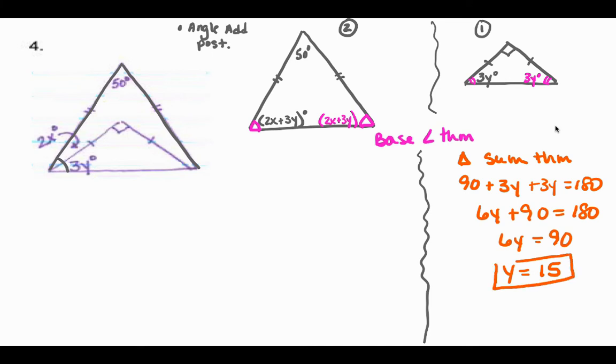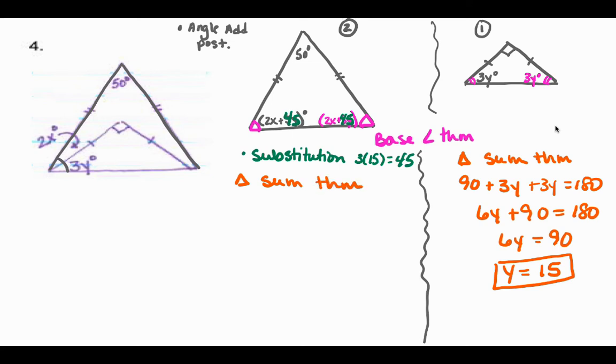Now that we know the value of y, we can go back to the other triangle, and we're going to start with a little substitution. Because now that we know that y is 15, 3 times 15 is going to make 45. So we have 2x plus 45 for those angle measures. And now that we have a value for each of the 3 angle measures, we're going to do the triangle sum theorem for this triangle as well.